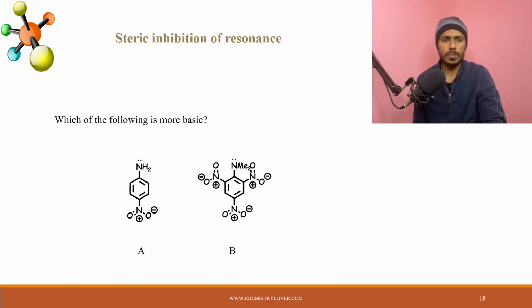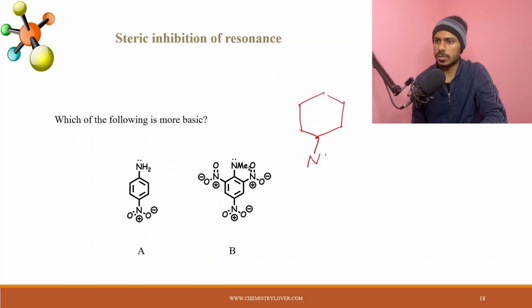Now another most important and interesting thing is the steric inhibition of resonance. So we have aniline, in this case substituted aniline. So this is normal aniline. Let me draw it again. I am using this pencil for the first time, that's why it is creating some problem.